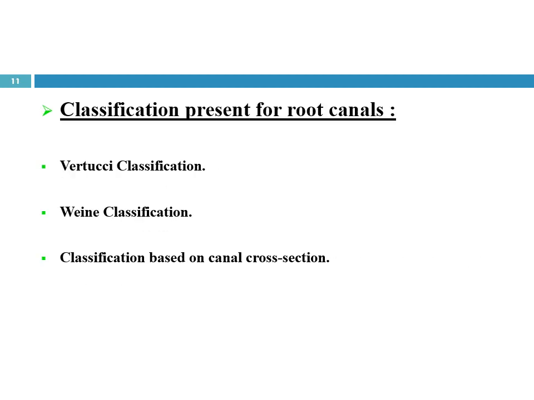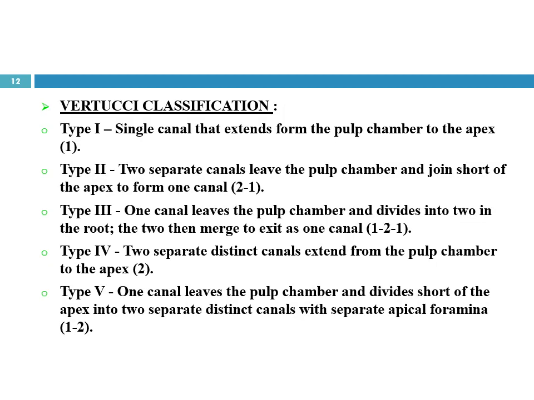So the classification present for root canals can be based on Vertucci's, Weine's, and classification based on the canal cross section. First, moving on to Vertucci's classification, wherein type 1 you're going to see a single canal that extends from the pulp chamber to the apex. In type 2, there are two separate canals that leave the pulp chamber and join short of the apex to form one canal.